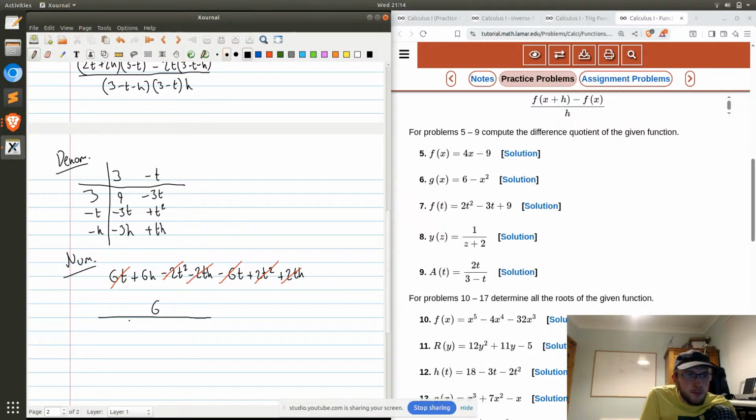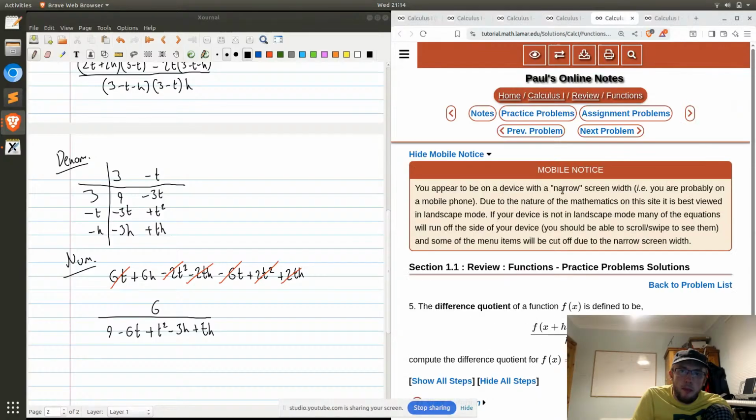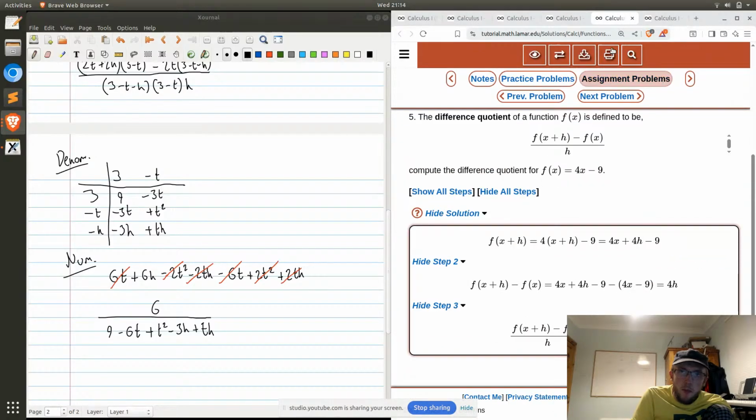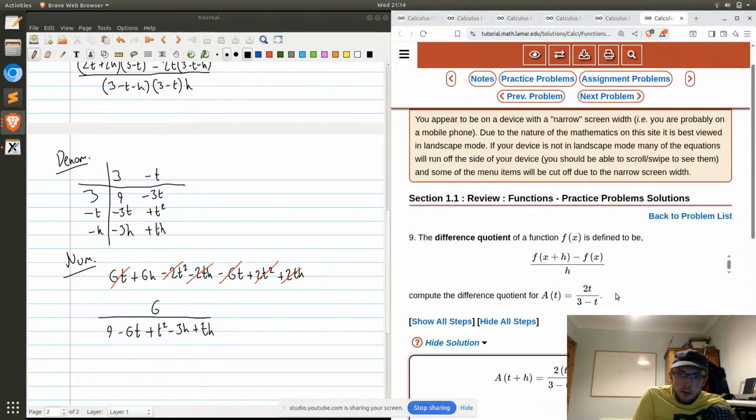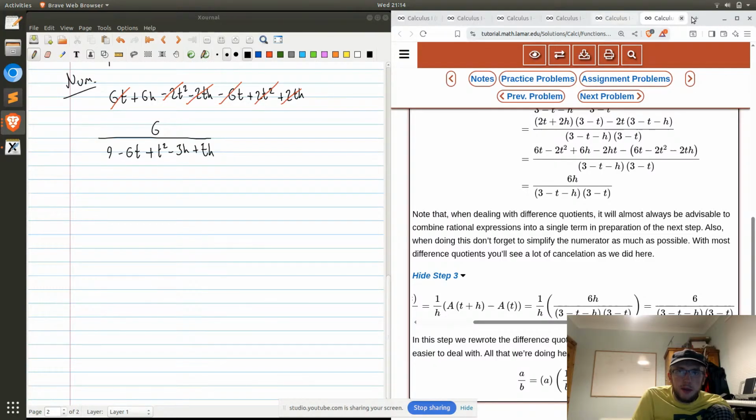And on the bottom, 9 take 6t plus t squared, take 3h plus th. Like that. Now, I don't know if that's right. Top one looks fine. Okay, they just don't want to expand it out on the bottom. That's fine.